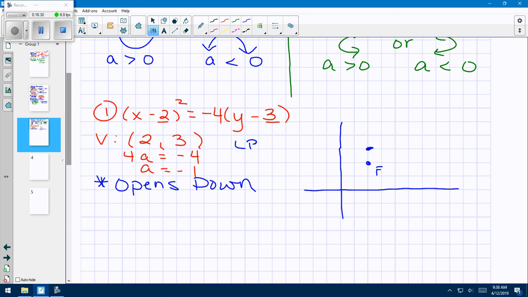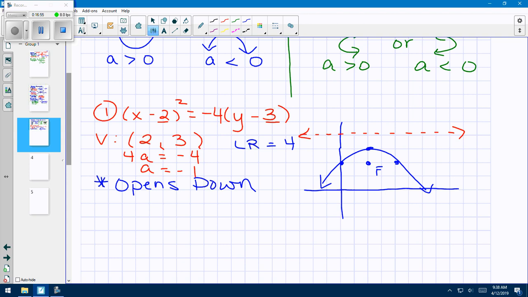Since the LR has a total length of 4, if we cut that in half, we're going to go to the right 2 and to the left 2 to get to the ends of the LR. And that, we know, is pretty much it in terms of needing to make a sketch of the parabola. Hopefully you're not forgetting to include where the directrix is. So the directrix would be 1 unit above the vertex.